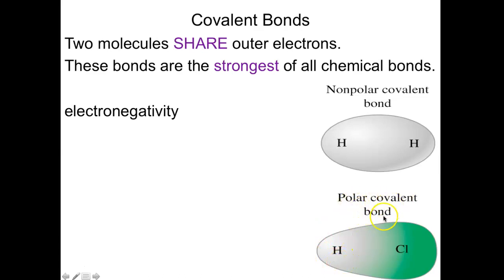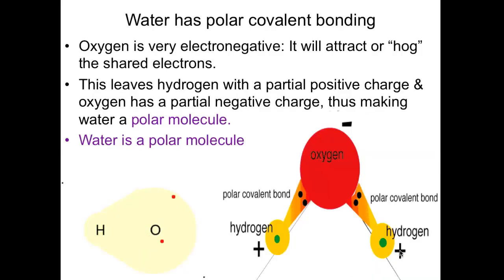So the polar covalent bond is an unequal sharing, and the atom that hogs the electrons is called electronegative. Electronegativity refers to describing an atom that pulls the electrons towards it. Okay? So let's take a look at another example, water, because we're going to talk about water a lot. Water is H2O. Oxygen is the electronegative atom here, and it's going to hog or attract the shared electrons more.